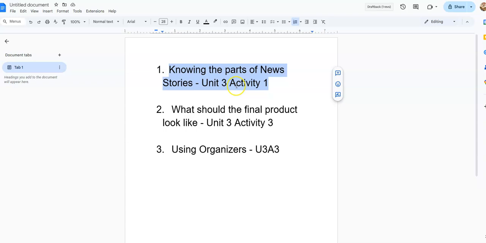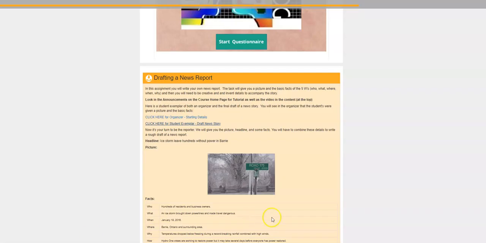We're going to review Unit 3, Activity 1. Then we're going to look at what your final product could look like, and I'll include a copy of the exemplar in both content and in the announcements. And last but not least, I'll go through all the various organizers that are provided for you in the content. So let's start with what you're being asked to do.